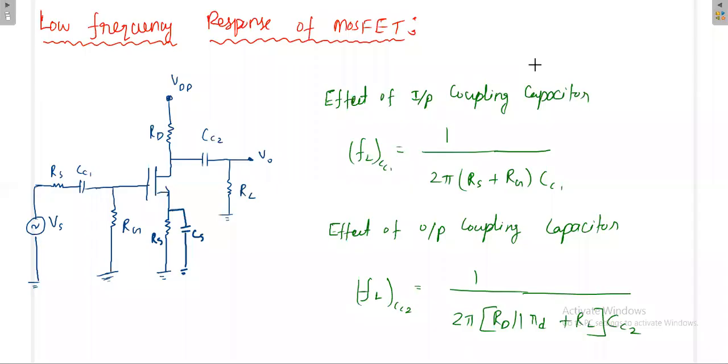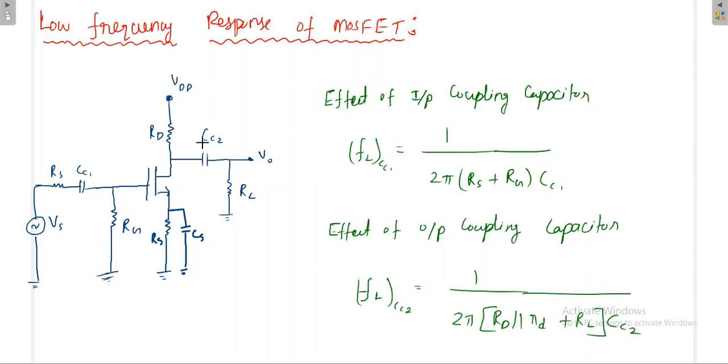Now what is the effect of the input coupling capacitor? If you remove the effect of the voltage source, that is short circuited, then RS and RG come in series with CC1. So the cutoff frequency due to CC1 is equal to 1 by 2 pi (RS plus RG) CC1. Next, what is the effect of the output coupling capacitor CC2?